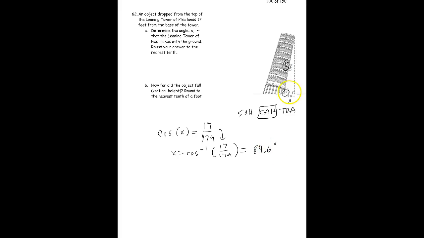84.6 degrees, which seems reasonable, right? This should almost be a right angle. There's no way this tower would be standing if the angle was much smaller than that. So that's part A. Part B is how far did the object fall? So we're just trying to find the other leg of this triangle.